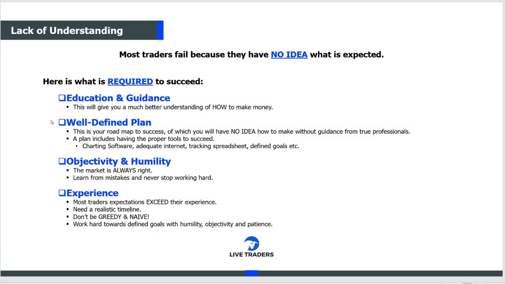The other thing I see with a lot of traders is they either don't have a trading plan, or the plan they have is way too broad. It's not specific enough. So I use the term very specifically, well-defined trading plan. It's your roadmap to success, okay? You have no idea where you're going to go without a map, right?